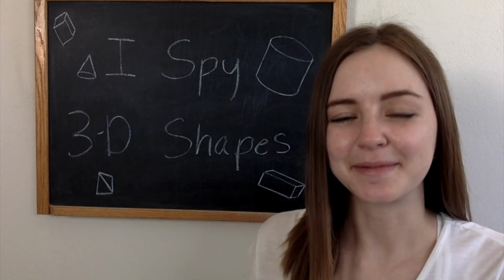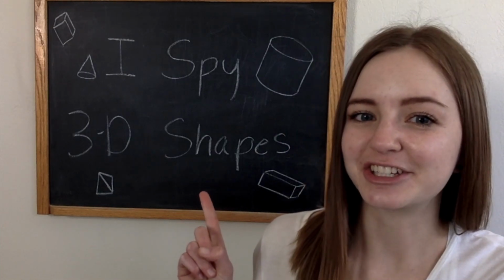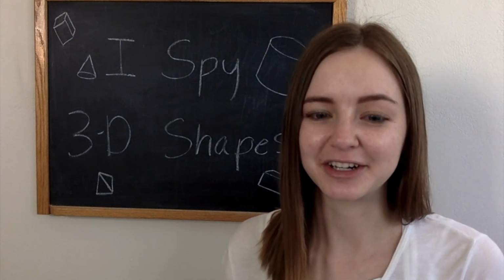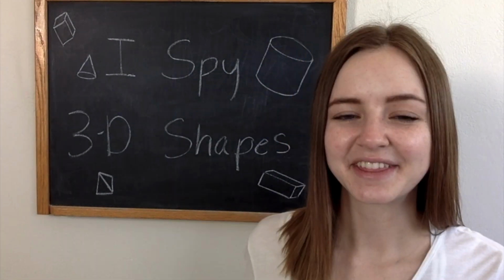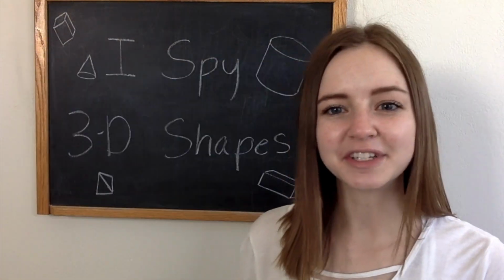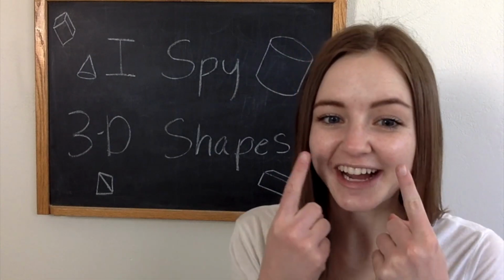The first math game is called I Spy 3D Shapes. This will be just like normal I Spy, but you are going to be focusing on three-dimensional shapes. The directions for this game are on page 50 of your packet if you would like to follow along. For this game, all you will need is 2 or more players and your eyes.